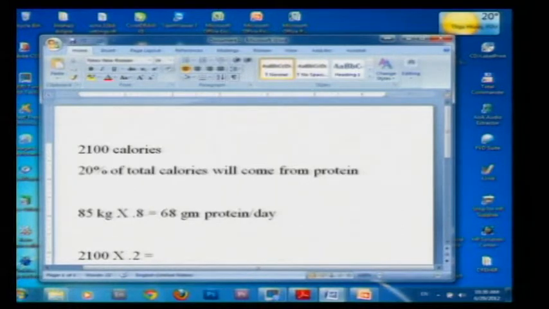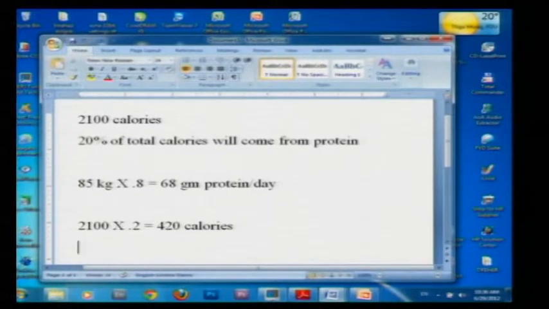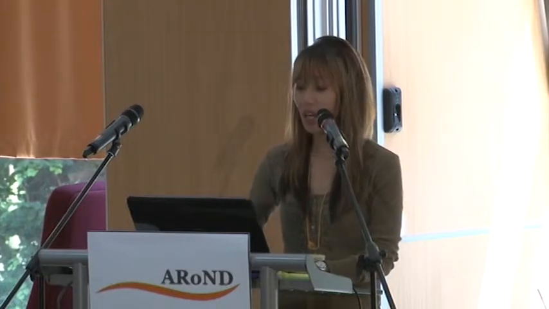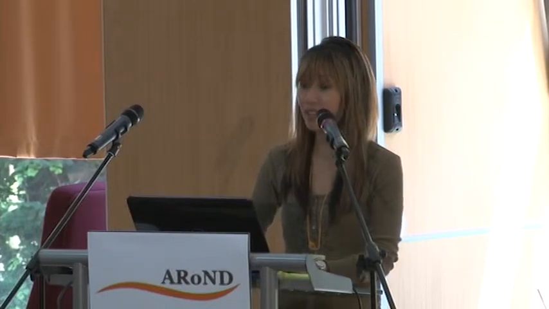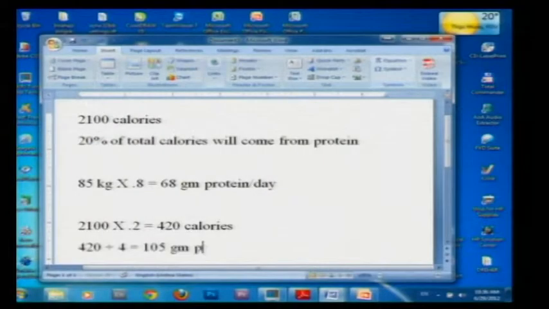113? Oh, 420 calories. Okay, and then we need to take 420 calories and divide it by what number? By 4, yes, absolutely. Okay, and that would be? Oh, 105? Wow. Okay, so that's 105 grams of protein per day for 20%.